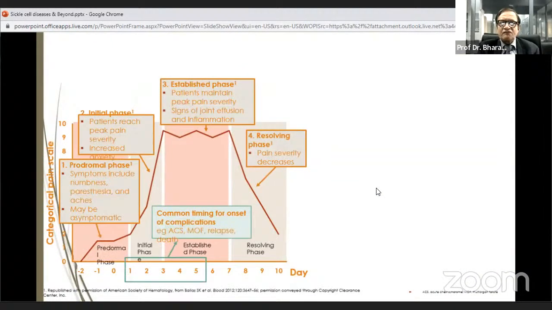So the prodromal phase of a sickle cell crisis includes numbness, paresthesia, aches and pains, and is sometimes asymptomatic. Then patients reach peak pain, and severity and anxiety increase. In the established phase, the patient maintains peak pain severity, with signs of joint effusion and inflammation. And in the resolving phase, pain severity decreases. Common timing for the onset of complications is acute chest syndrome and the relapse.